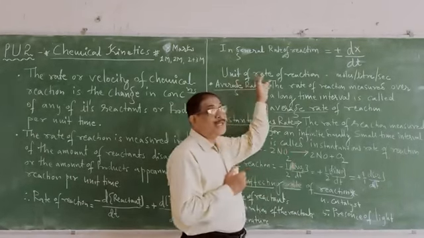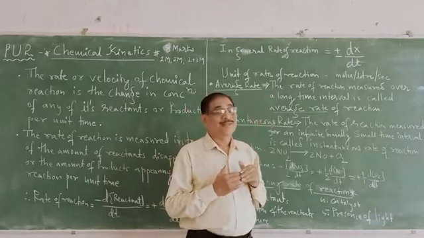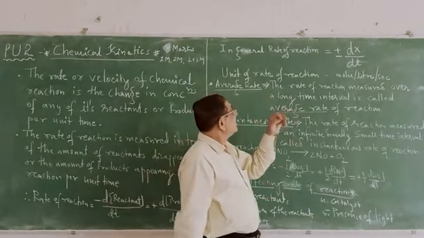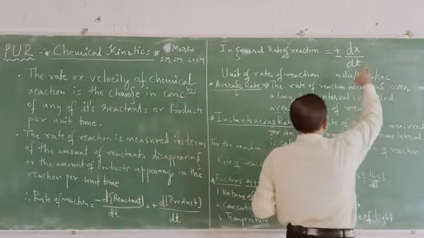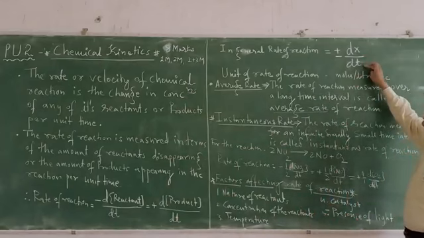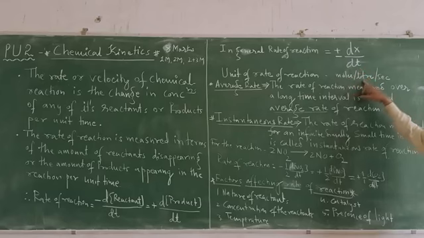Talking about the unit of rate of reaction. See, the concentration factor is at the numerator and the time factor is at the denominator. Therefore, the concentration factor is x and the time factor is dt. So, x is what? Concentration. What is the concentration unit? Moles per liter. And what is dt? Time, in seconds. So, since it is in the denominator, it will be moles per liter per second. I hope it is quite clear to you.